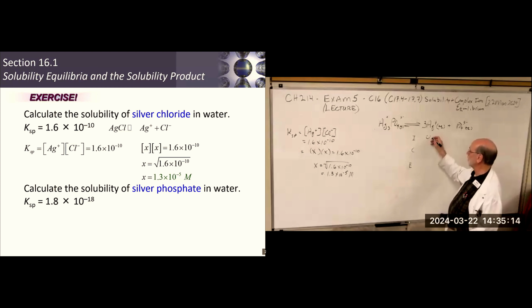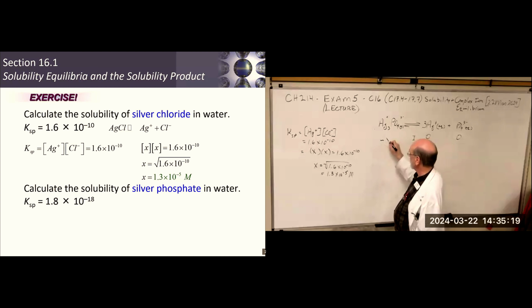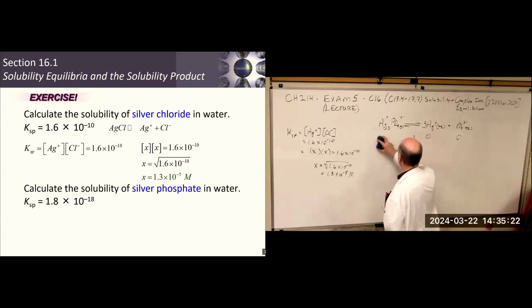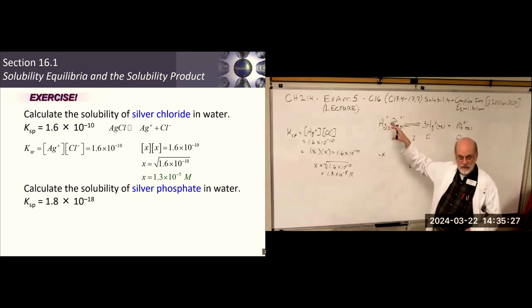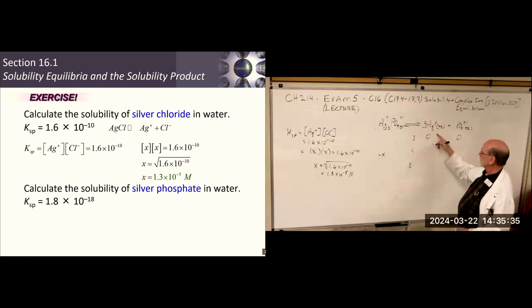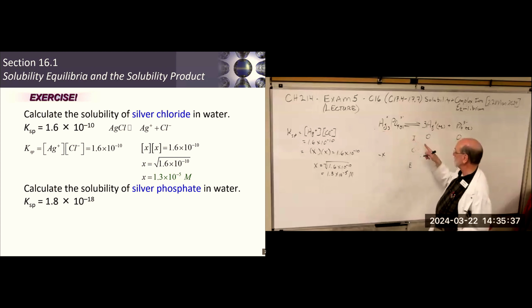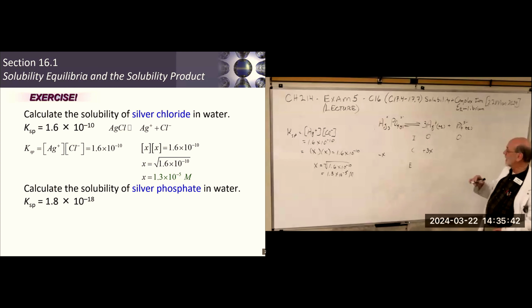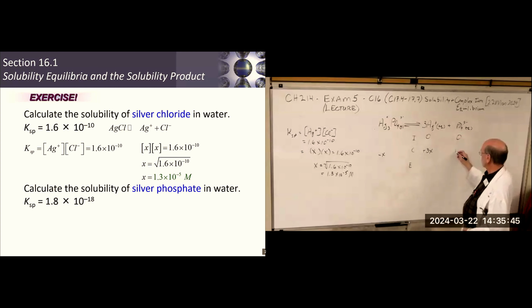Okay, so again, we're starting off with nothing. If we lose one of these, which would be an expression of the solubility of that compound, minus X, then we're going to get 3 X's here, right? For every one of these, you get 3 of these. Correct? Okay. And for every one of those, you get 1 of these. So now at equilibrium, we have 3X and X.